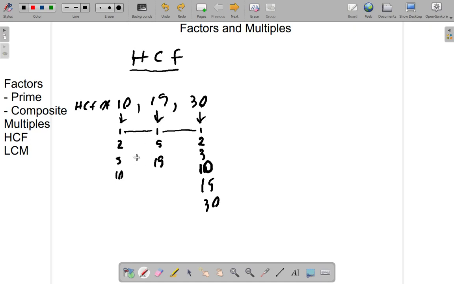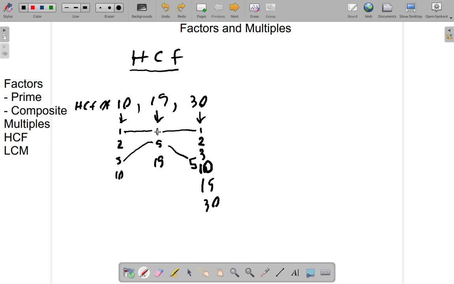Let's move on. 5. 5 is a factor of 10, 5 is a factor of 15, 5 is a factor of 30. Could we have skipped over the 5 here? 5 is a factor of 30 as well. So we have 5 as a common factor. Good. 10. No, we don't have 10 here.